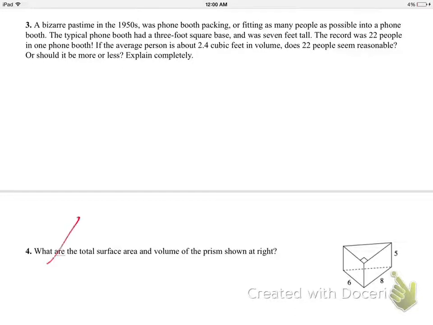This should say what is the total surface area and volume. Sorry, Mom. My mom's an English teacher. She's probably very disappointed in me.